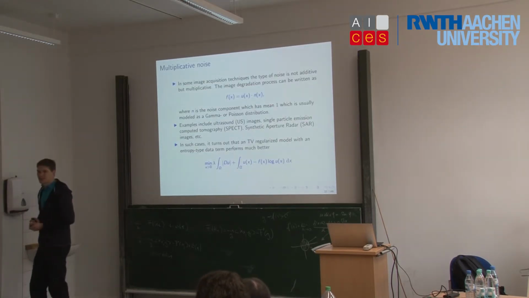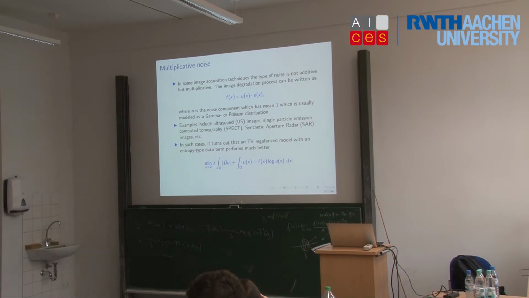Okay, so what in case we have neither additive Gaussian noise nor impulse noise, but some multiplicative noise? If we deal with synthetic aperture radar images, or ultrasound images that contain speckle noise, or some type of multiplicative noise, then obviously these previous models fail because they don't respect the correct noise model. And therefore it's much better to consider a noise model in this multiplicative form. You say that your noisy image is the clean image times some noise component, which has mean 1, and usually is modeled as a gamma or Poisson distribution.